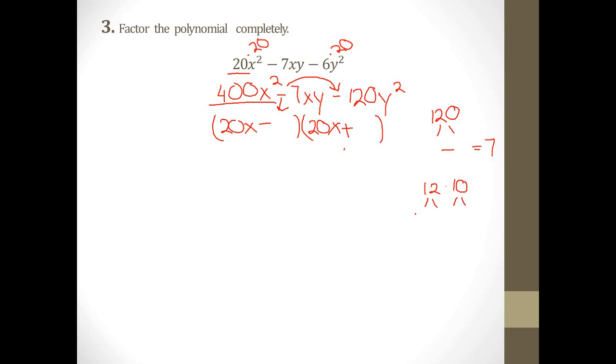The 12, I can split that in, for example, 3, 4, 2, and 5. And now I can think of any combination of these that would subtract to give me 7. For example, if I multiply the 3 and the 5 together, I get 15, right? And if I multiply the 4 and the 2 together, I get 8. And you see 15 minus 8 is 7. So these will be my factors.